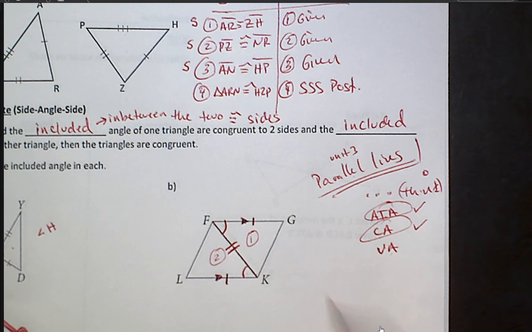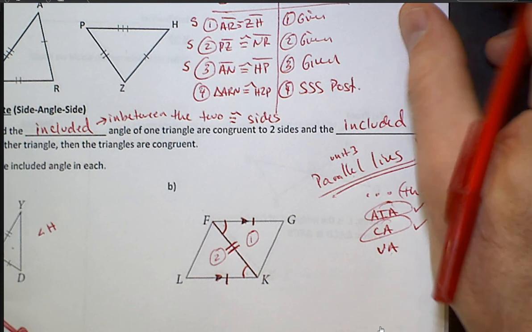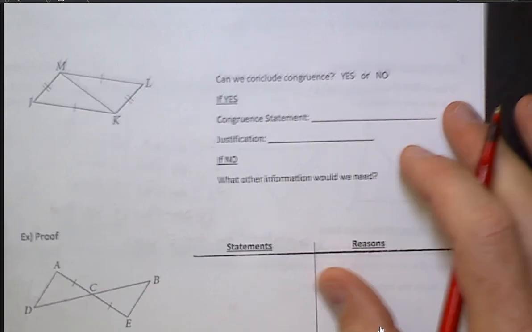Okay? This problem right here is something you're going to see over and over and over again. So it's a really good idea to really lock in on these and know when you see these arrows, you got to be thinking AIA. So we're going to move to the back and try some application of these two shortcuts.